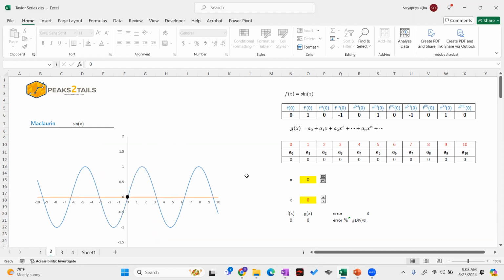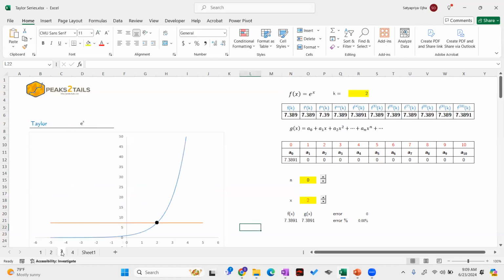Are you clear with what we are doing so far? All right. Let's do one more exercise. This time, we will expand e to the power x, but not at x equal to 0. We will expand e to the power x at, let's say, x equal to 2. So k equals 2.